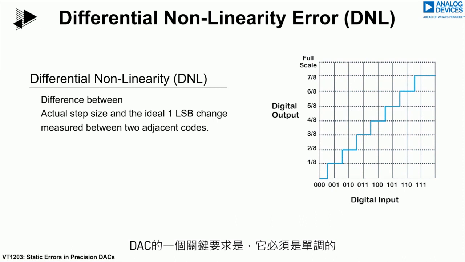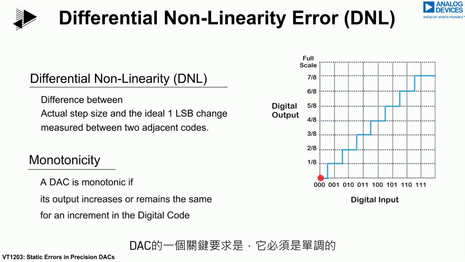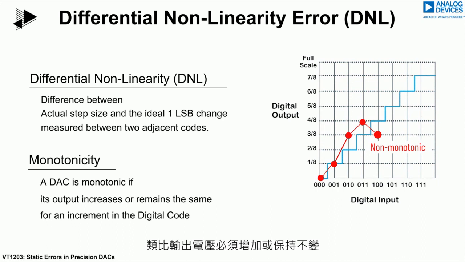A key requirement of a DAC is that it is monotonic. This means that the analog output voltage should increase or remain the same as the DAC's digital code increases. If the output of a DAC decreases as the digital code increases, the DAC is said to be non-monotonic.